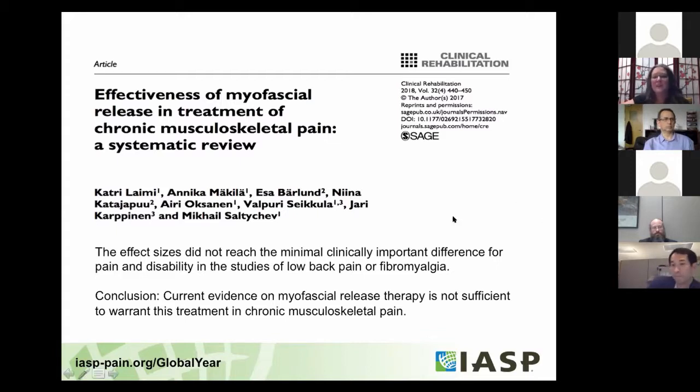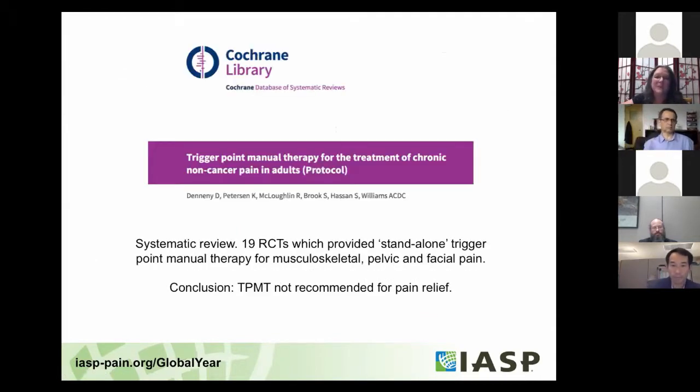And yet, as we heard, a mechanical and an ischemic component may be part of this. So we may want to get tissues to move. We also have more research that says that it is perhaps not the trigger point release or manual therapy work that is going to be most helpful for pain relief. And it can be something that is offered continually for patients.